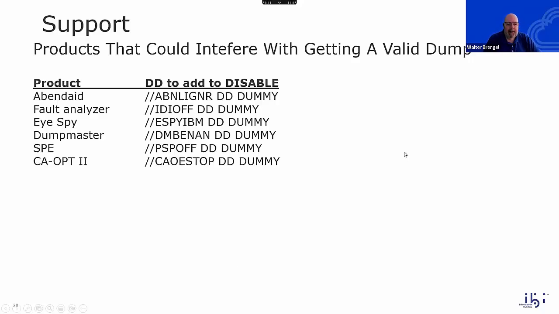You might have some products at your site which will interfere with getting a valid dump. So these are some that we've run into in the past: Abend-AID, Fault Analyzer, iSpy, Dumpmaster, CA Optimizer 2. So you would need to disable them. So how you disable them is to put these DD cards in your JCL. So if you have Abend-AID active, but you have this DD card ABNLIGNR, then it will disable it so we can get a valid dump.